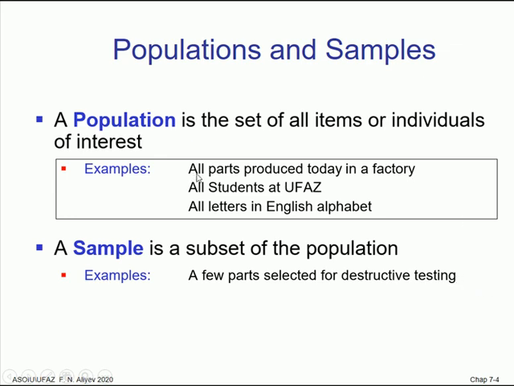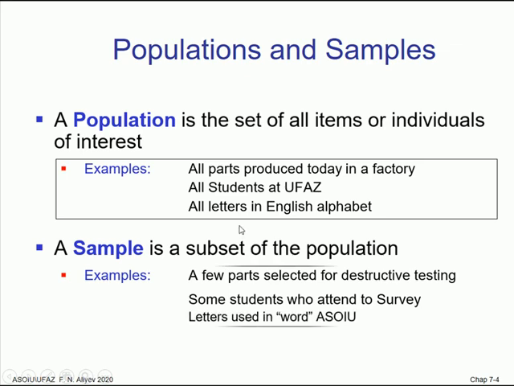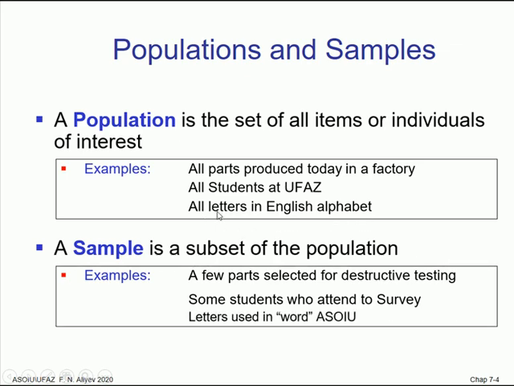If all parts produced today in a factory you consider as the population, then the sample will be a few parts selected for destructive testing. All students at UFAS, this is the population. Then some students who attend the survey you may consider as the sample. All letters in the English alphabet, then letters in this word, you can consider as the sample.